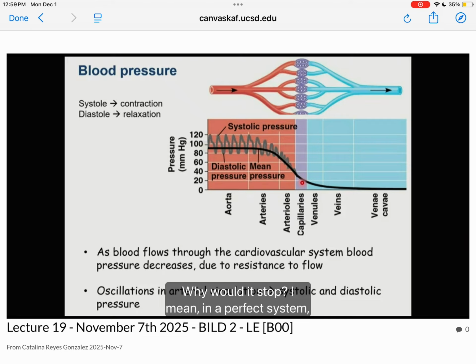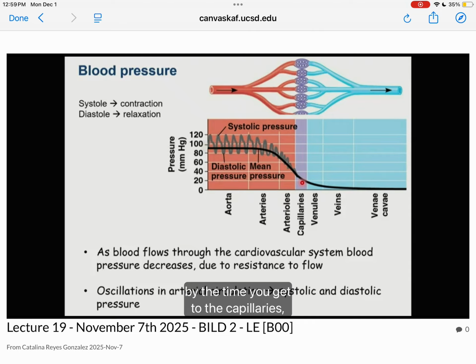Why would it stop? I mean, in a perfect system, inertia, right? One of the physics laws says that it'll keep moving until something stops it. Well, what's going to slow it down and eventually stop it is resistance, right? It's that friction that it's going to encounter with the surface of the ball with the ground, with the floor. Same idea here, that fluid is going to encounter friction and resistance produced by that blood vessel wall.